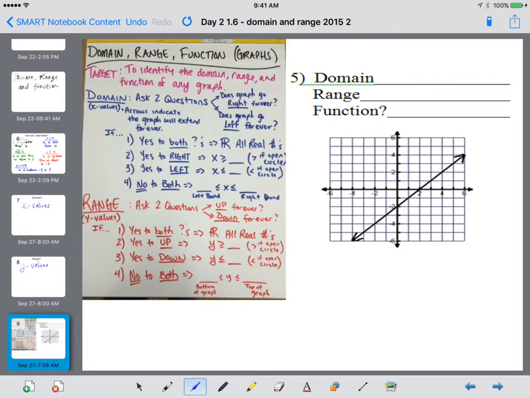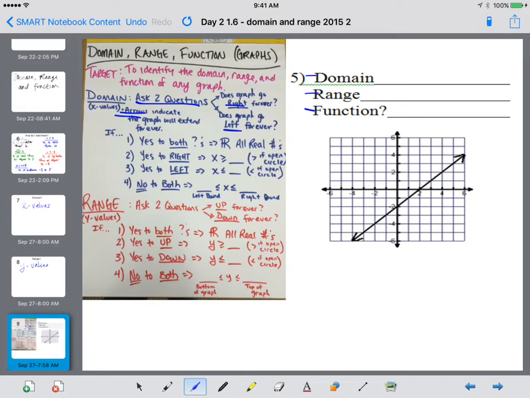As you see on the left here, I have our nice poster that I'm going to be referring to throughout this video. We're going to begin in the middle of your worksheet in number 5. We need to find the domain, the range, and ask ourselves if this graph is a function. Before we figure out what the domain is, we're going to ask ourselves two questions. Does the graph go to the right forever? Does it go to the left forever? Arrows are what indicate the graph will extend forever.